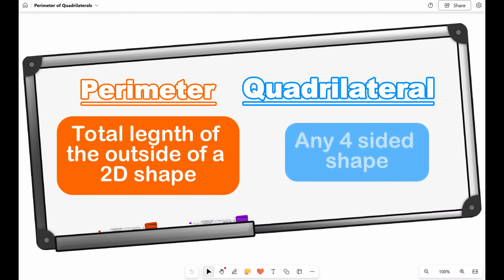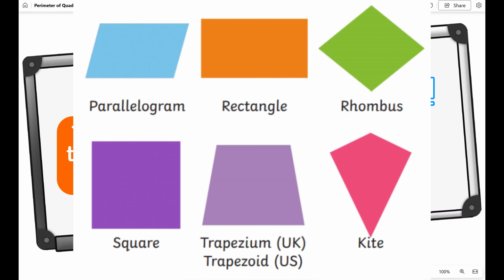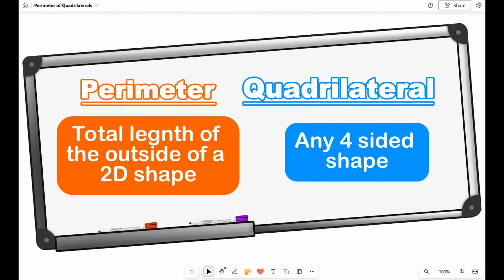A quadrilateral is any four-sided shape. So you have square, rectangle, rhombus, parallelogram, and then you have random looking shapes too. As long as it's got four sides, it's a quadrilateral. So let's just get into perimeters of quadrilaterals then.